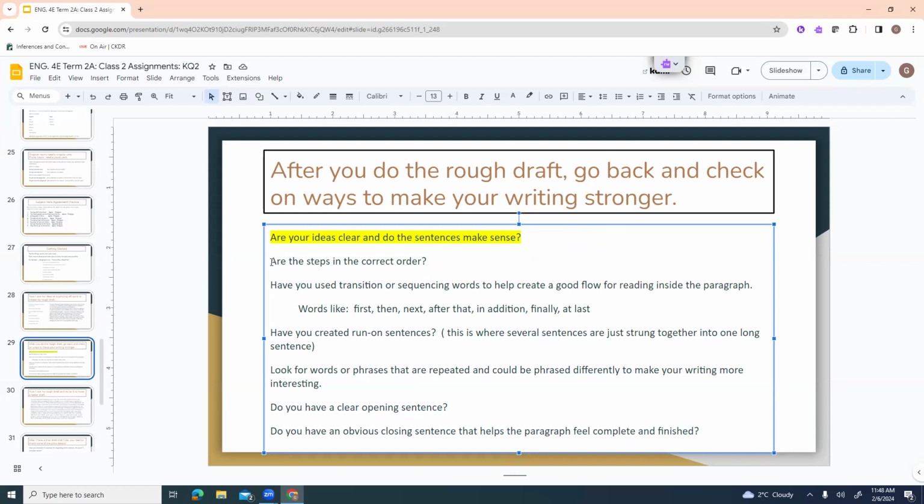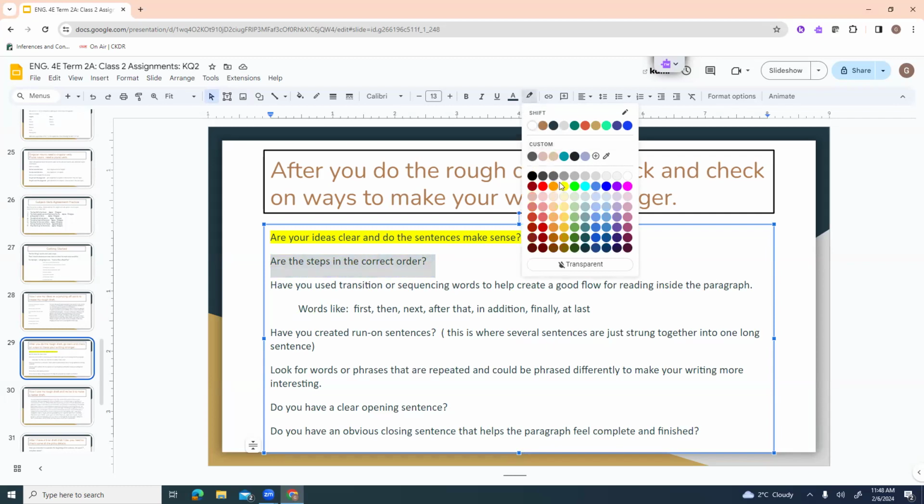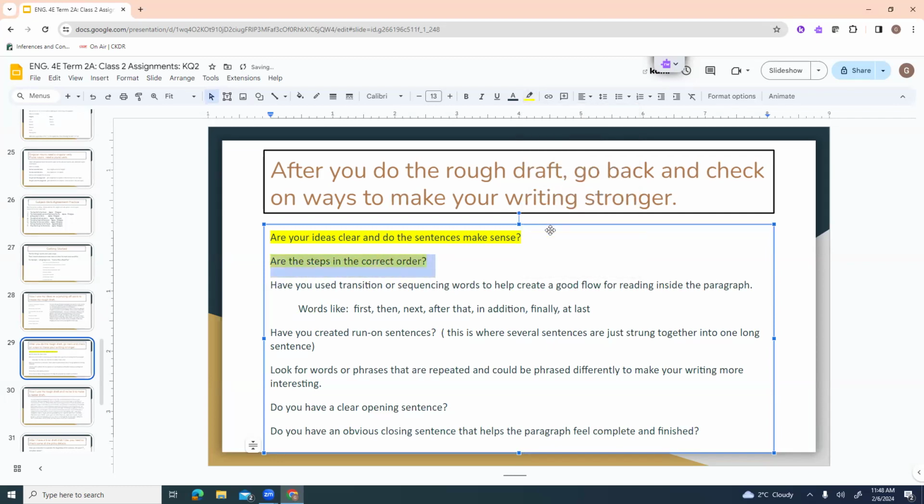Now, I mean, in some cases, depending on what you're teaching me, I might not know. But in other cases, it might be very obvious to me to be like, oh, wait, that person missed a few steps. So those are two things to look at. Have you used transition or sequencing words to help create a good flow for reading inside the paragraph? Things like first, then, next, after that, in addition, finally, at last.